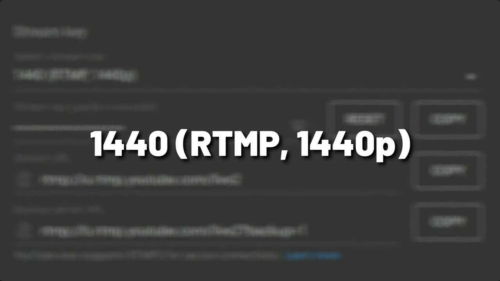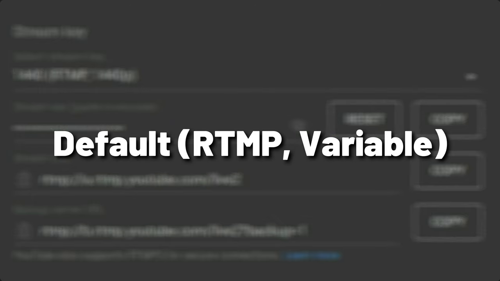My stream key, as you can see, is called 1440 alongside RTMP and 1440p in brackets. Basically, my stream key is named 1440, uses the RTMP protocol, and is specifically for streaming in 1440p. Your stream key, however, may be called the default stream key alongside RTMP and variable in brackets.